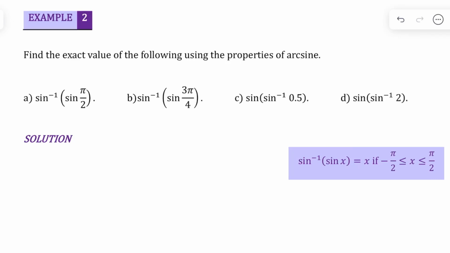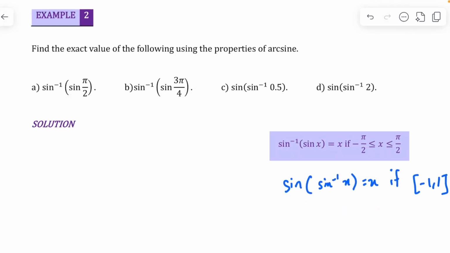Now, let's proceed with finding exact value using properties of arcsine. So we know that from the properties, inverse sine composed with sine x will be equal to x if your domain here is within minus pi over 2 until pi over 2. And if you flip them, sine composed with inverse sine will also equal x if your domain is within minus 1 and 1.